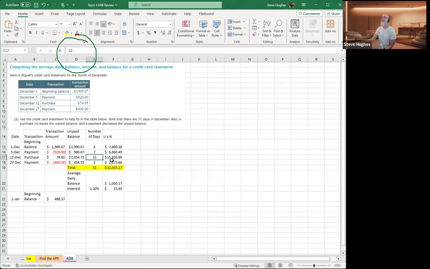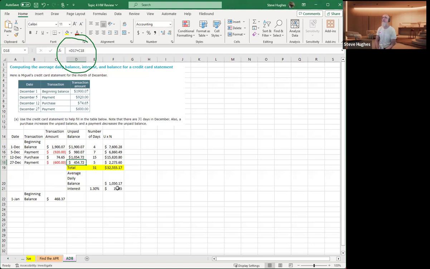Once again, the formula says multiply the unpaid balance times the number of days. I did that, U times N. Everybody, I just copied this formula down. Once I wrote it in the first cell, I copied it the rest of the way down. They then made a payment on the 27th of $600. What is their unpaid balance now? It is 1,054 minus 600, which leaves them with 454.72. Once again, that formula was copied and dragged down.